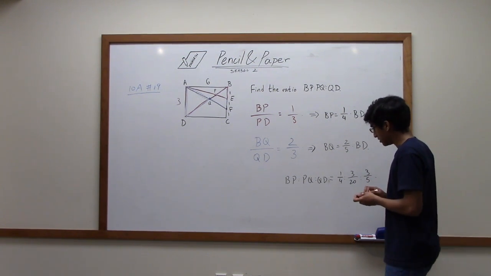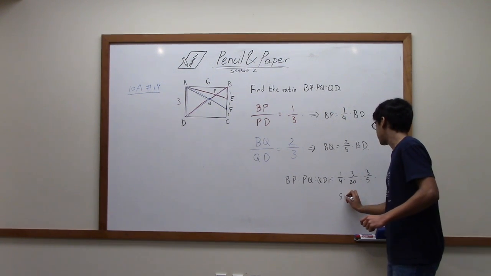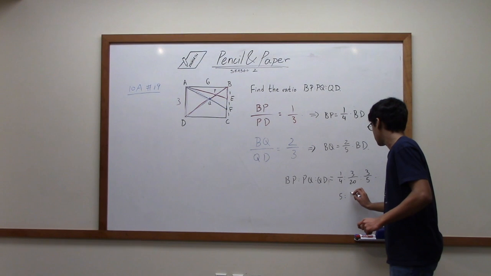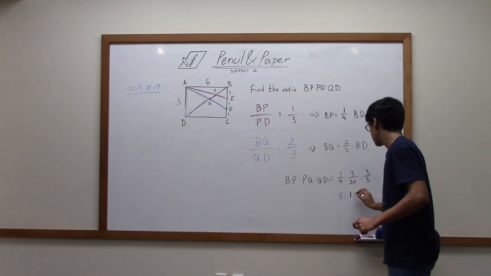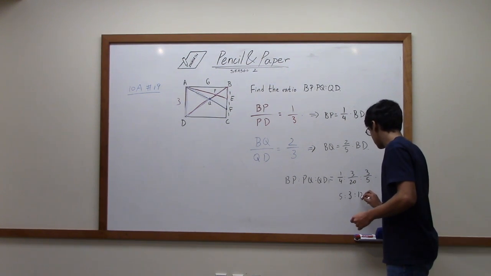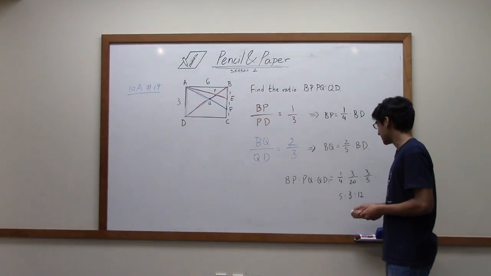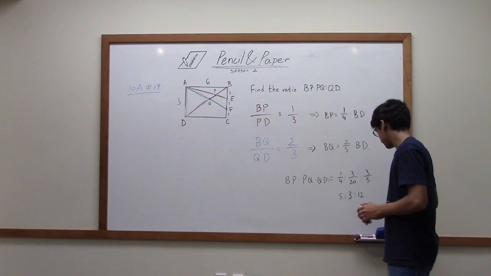All right, and then now we just express this in integers and multiply everything by 20, and we get 5 to 3 to 12. And I think they're asking for the sum of these three, right? So that gives us the answer of 20, and we're done.